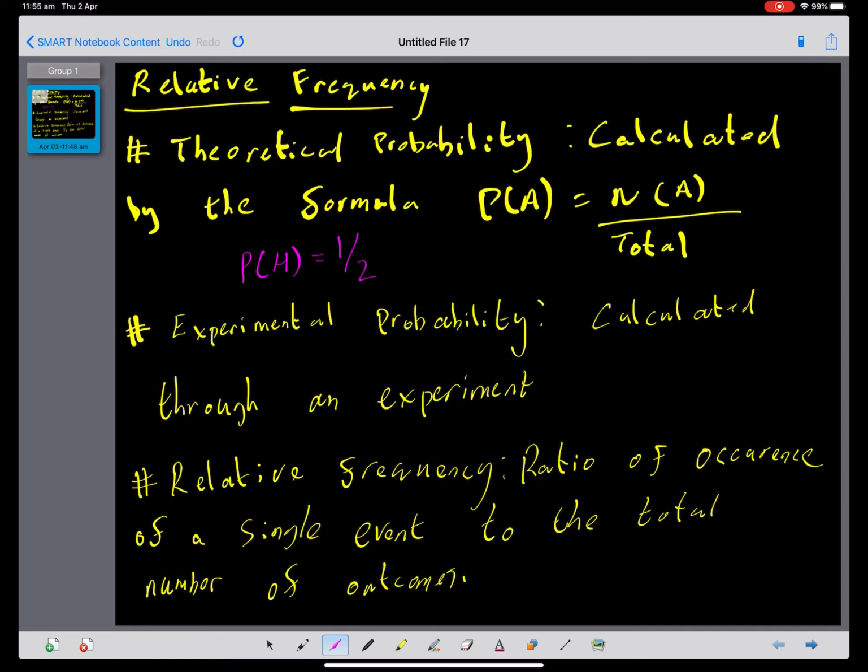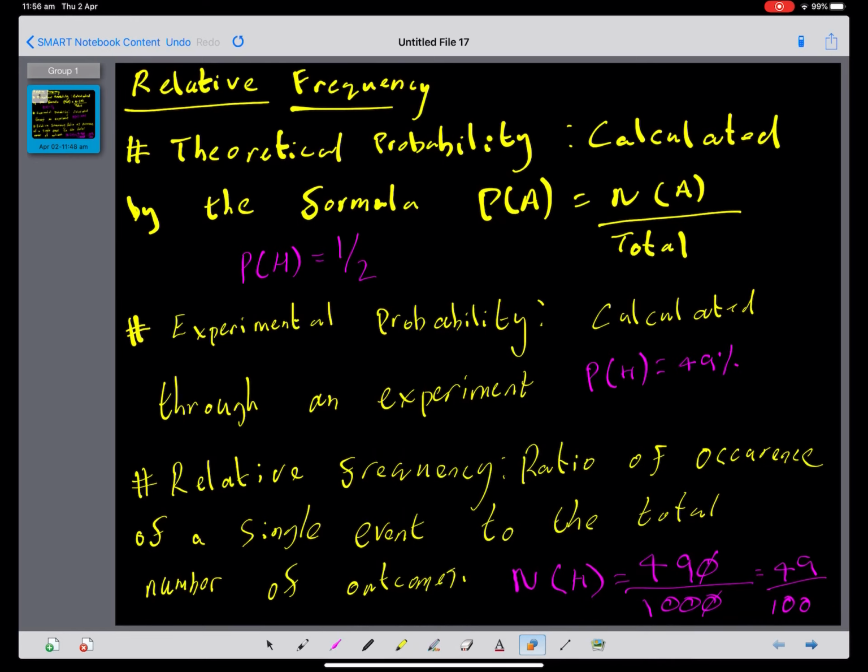Okay, so the experimental probability is the probability calculated through experiments. So if we tossed a coin 1,000 times, we might find that we scored a head maybe 49% of the time. And relative frequency is just the ratio of occurrence of a single event to the total number of outcomes. So if we tossed a coin 1,000 times and we got 490 heads, we write this number of heads, 490 over 1,000. Okay, and we can simplify this to 49 out of 100, which is 49%.